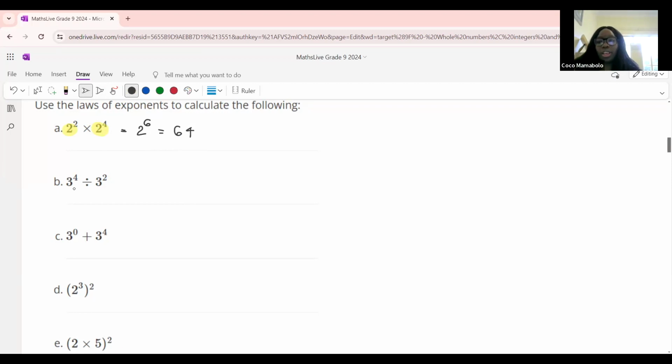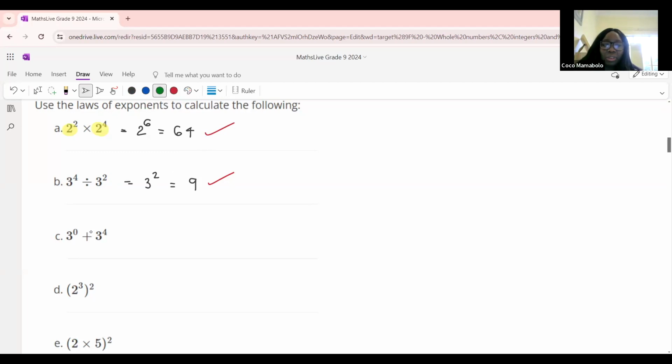In this next one over here, again, I have like bases being divided. So I'm going to keep my base and minus my exponents. 4 minus 2 will give me 3 squared, and that is equal to 9. 1 mark. Now over here in question C, I want us to be very careful, guys. We need to note here that they're not actually multiplying.